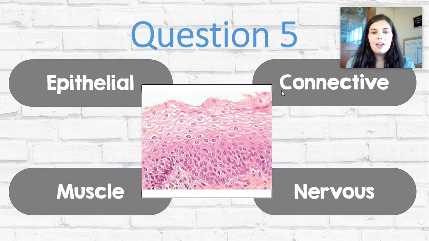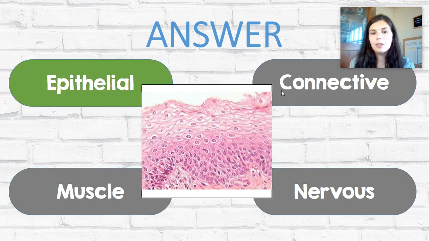Question number 5, what type of tissue is this? Again, look for defining features to let you know what type of tissue it is. Think back to your notes. There were images on all of those slides. 5, 4, 3, 2, 1. Epithelial tissue. Notice how it has all the little singular cells with their own nucleuses inside of them. That's a defining feature of epithelial tissue.